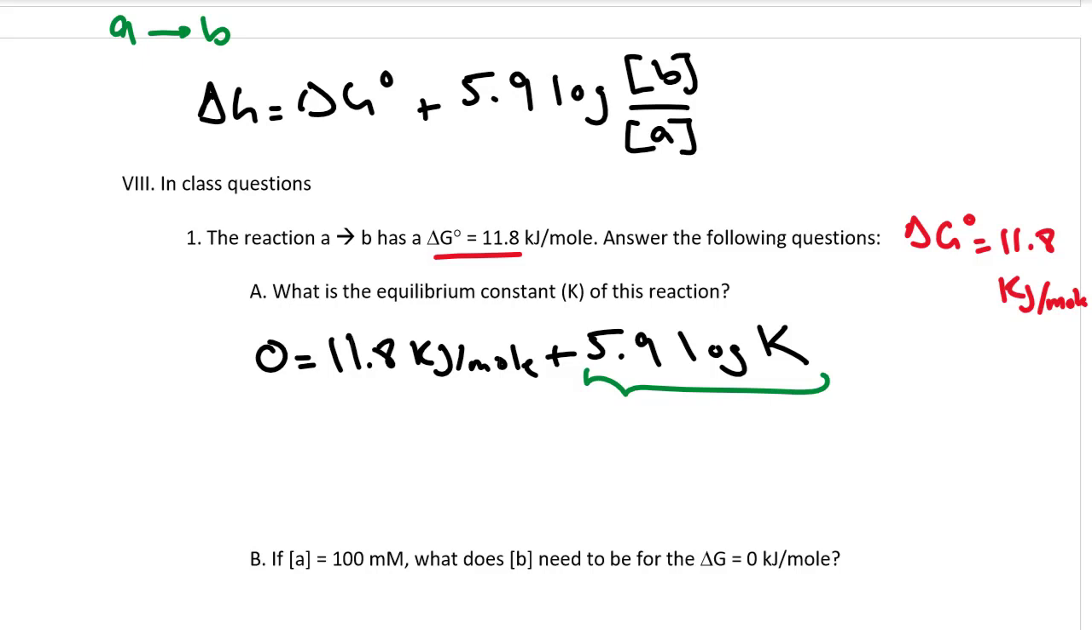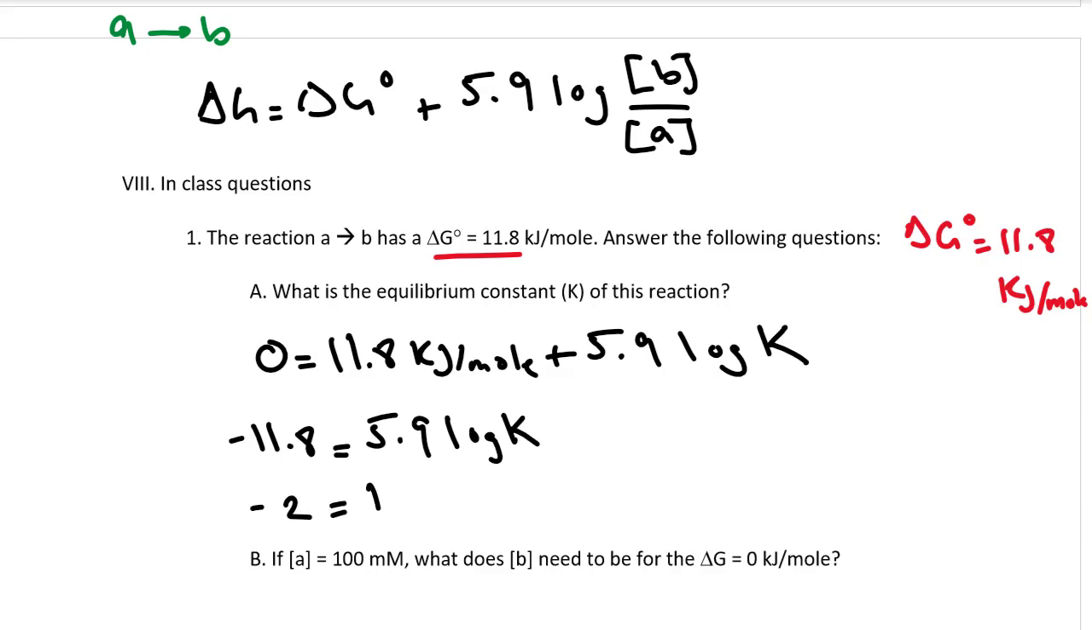I don't think I specifically said that before, but this 5.9, when you multiply all those constants together along with the temperature, you get kilojoules per mole. So this whole thing has a unit of kilojoules per mole also. All that means is that we can simply rewrite this as 11.8. I subtract 11.8 on both sides, and I get negative 11.8 equals 5.9 log of K. I divide by 5.9 on both sides, and what I get is negative 2 equals log of K.